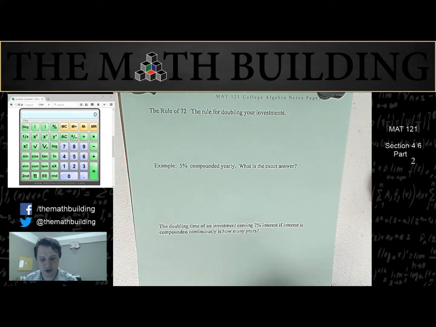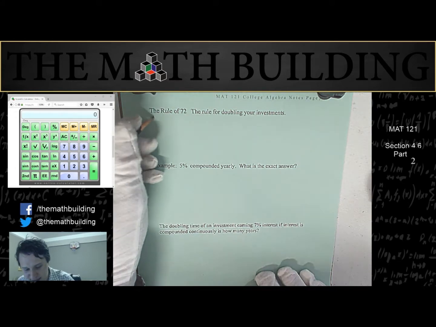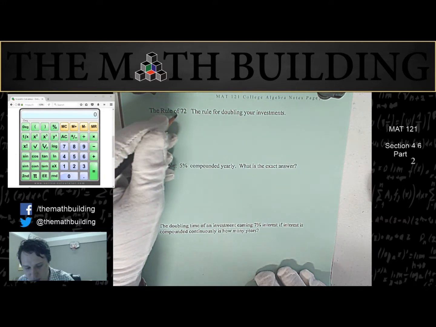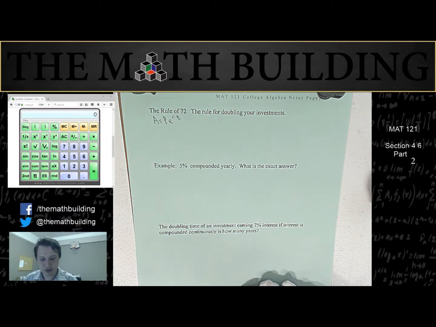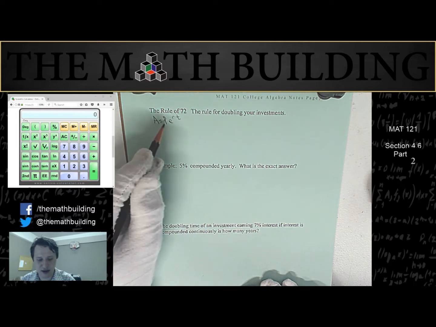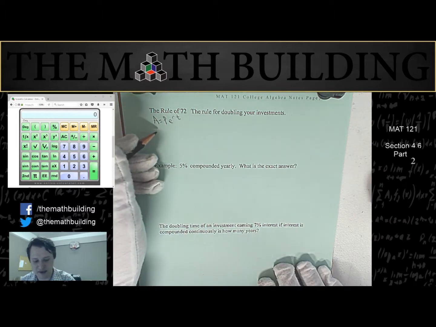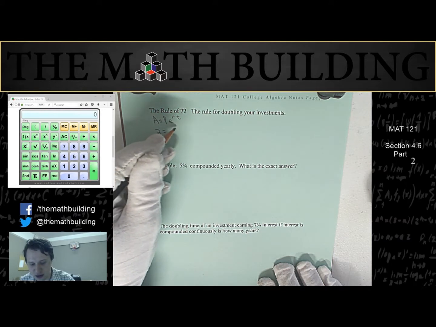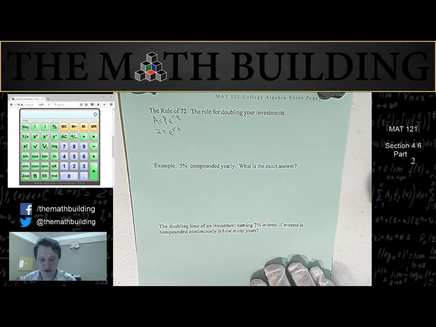the thing to double. So as you know, the rule is A equals P e to the RT, right? And we want to know how long this is going to take to double. Well, that means that if we divide by P, like we let P be 1, then A is going to be 2. So 2 equals 1 times e to the rt. So how long is this going to take?